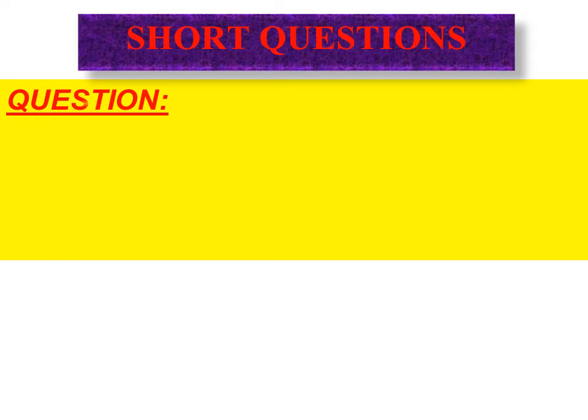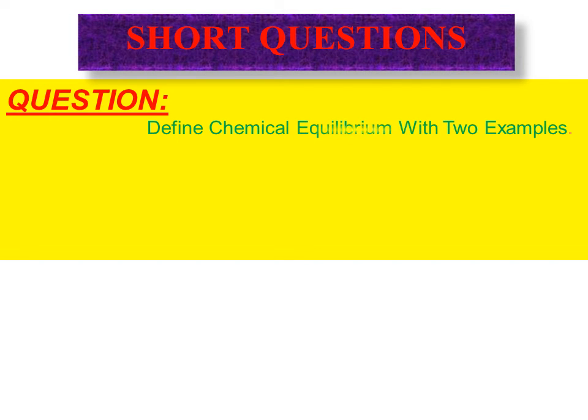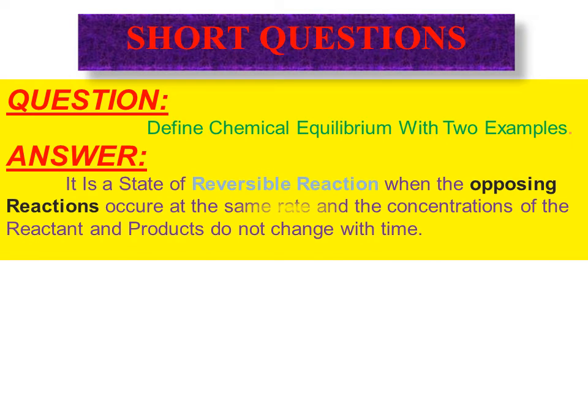The first question is, define chemical equilibrium with two examples. As we know that these are short questions, so we will write the short definition of chemical equilibrium and we will also give two examples. So the answer is, it is a state of reversible reaction when the opposing reactions occur at the same rate and the concentrations of reactant and products do not change with time.